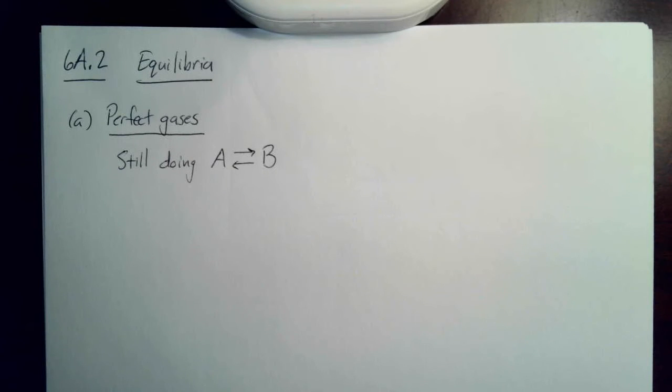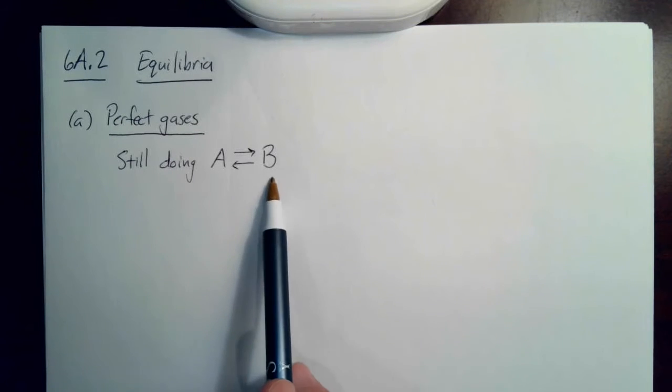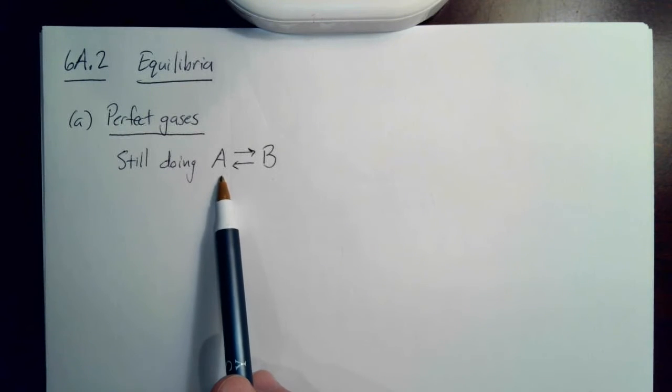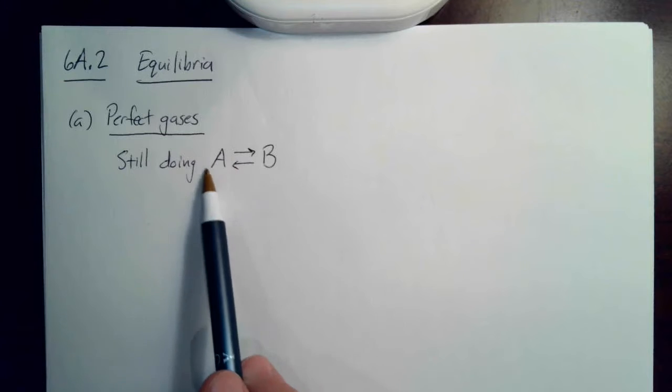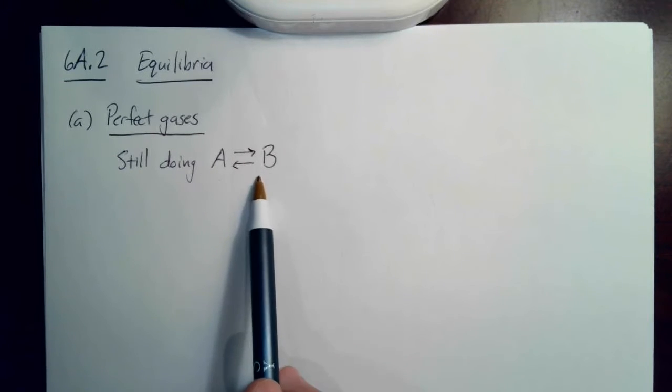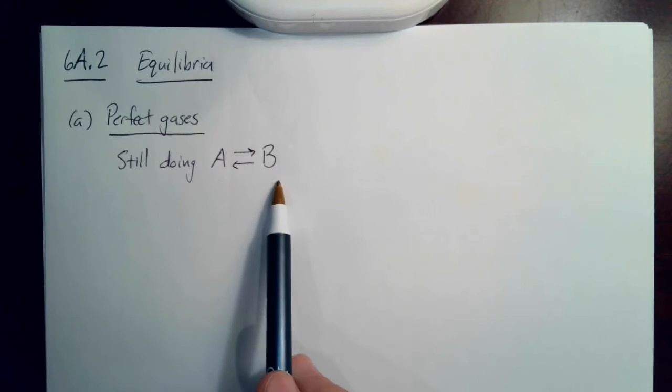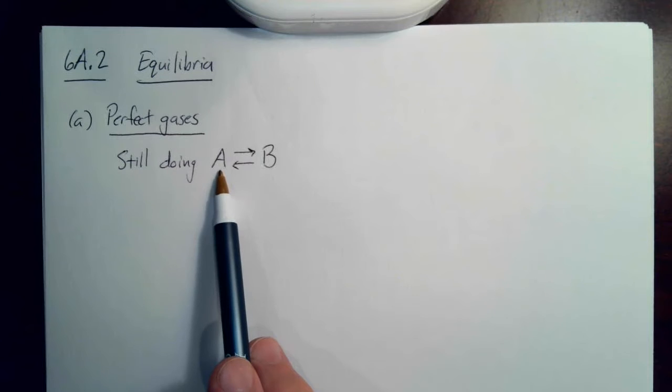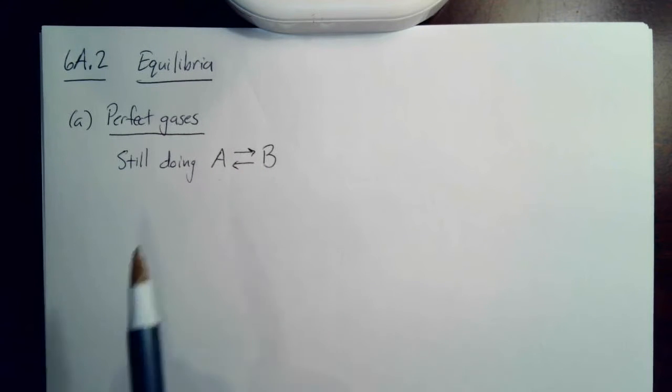Okay, now I'm going to move on to section 6A.2, which talks about equilibria of various kinds. The first one we're going to look at is the equilibrium between perfect gases. So we're still doing this basic reaction here where we have species A and species B in equilibrium with each other. In this case, though, A and B are gases.